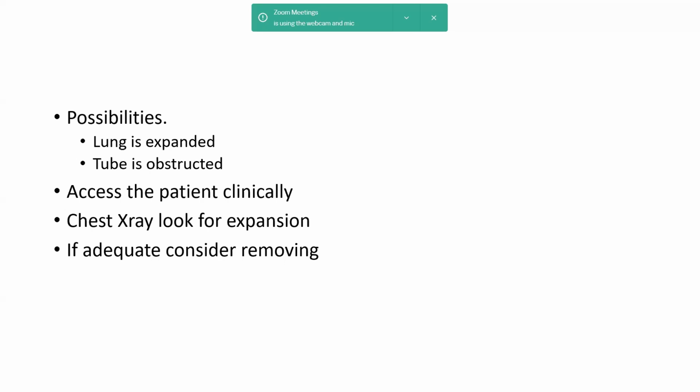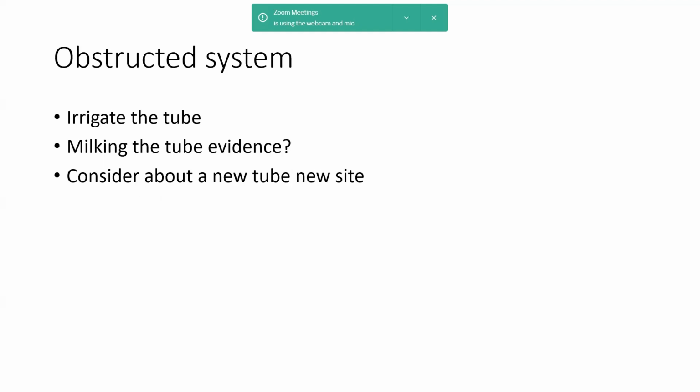Assess the chest expansion. So if clinically and radiologically the lung is expanded and the patient is well, maybe you can remove the tube. The question of the tube is completed, so you can remove the tube. The other possibility is if there is an obstruction. Tubes can get obstructed. Again, assess clinically. The patient is not well recovered, the lung is not expanded.